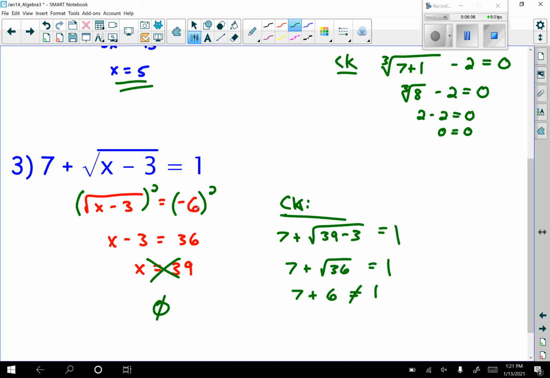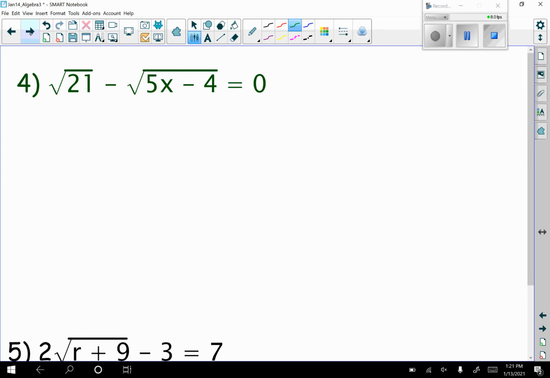Or if you caught this step up here, we could have recognized that and said, well, that's never true. And then we go straight to no solution. Let's take a look at number 4.